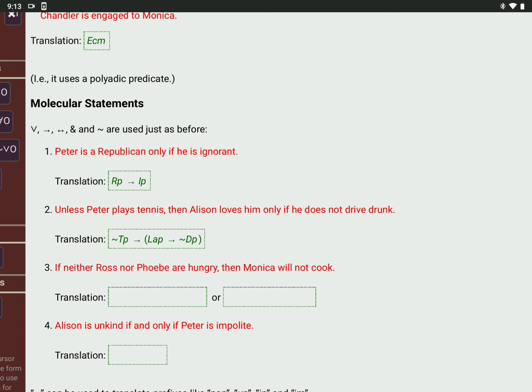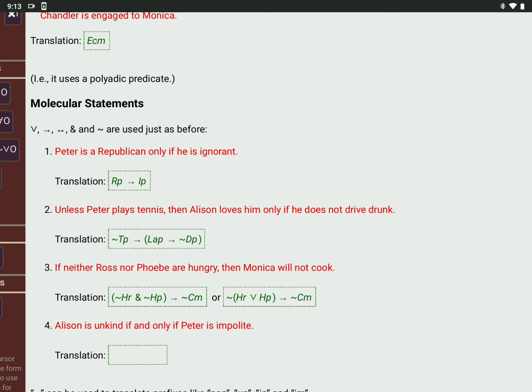If neither Ross nor Phoebe are hungry, then Monica will not cook. So neither Ross nor Phoebe are hungry is: it's not true that Ross is hungry and it's not true that Phoebe is hungry. If that's true, if not HR and not HP, then it's not true that CM, right? It's not true that Ross is hungry and it's not true that Phoebe is hungry, then Monica will not cook, not CM.